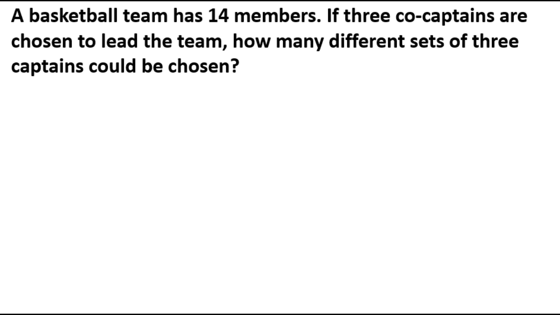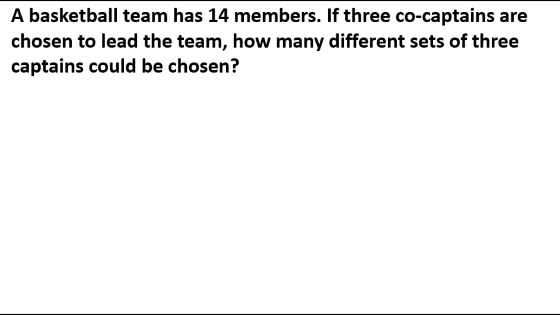Okay, so we've got 14 members. 3 are chosen, and we consider these all equal, so order does not matter. And that becomes important because it determines whether we're going to do what we call a permutation or a combination. With a permutation, order does matter. So if you have 1 captain, 1 assistant captain or something, then it would be a permutation.